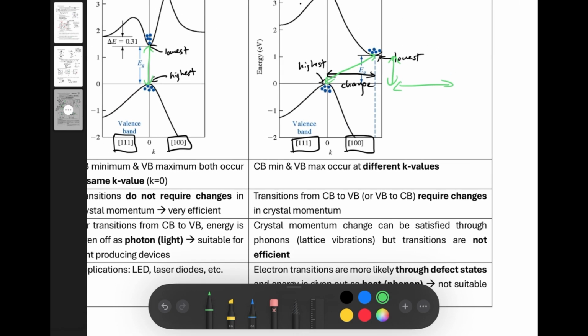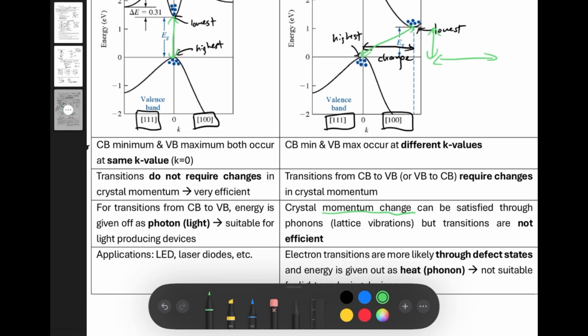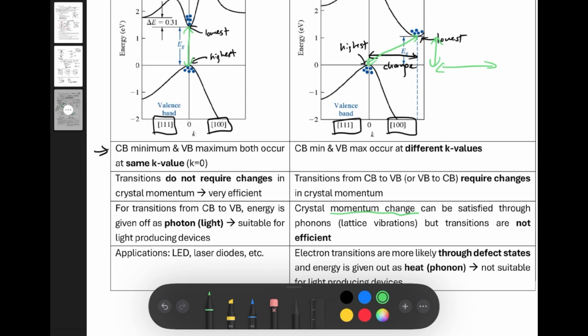Actually this momentum change can be satisfied through phonon or lattice vibration. This is not relevant now in this chapter, but we'll look at what this means very near the end of this video series about LEDs and photodetectors. We don't have to understand this now, but just remember that the crystal momentum change can be satisfied through phonon lattice vibrations, and this makes the transition unlikely and not efficient. We'll look at why in a later video. For direct bandgap, of course, you don't need any momentum change, so it's extremely efficient.